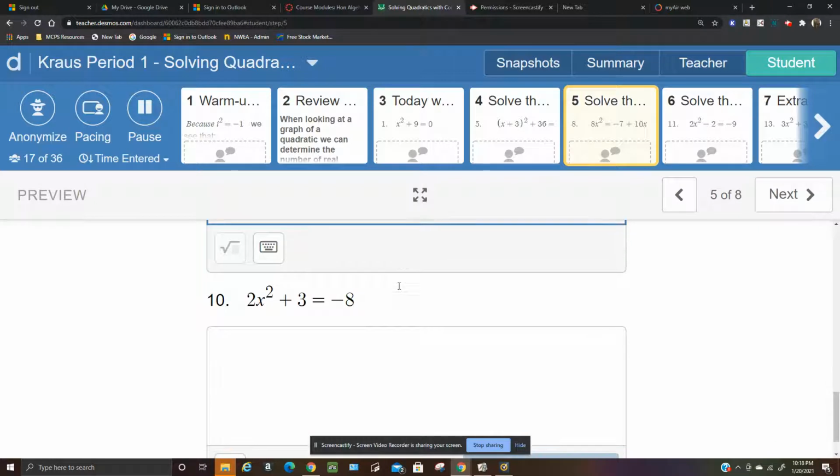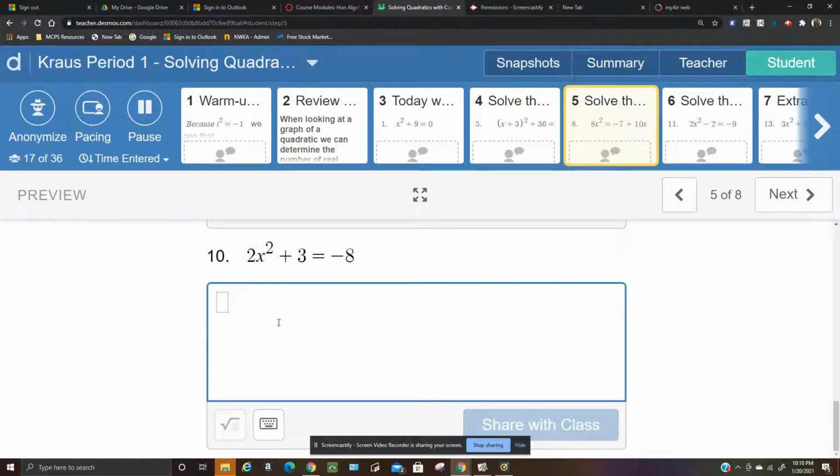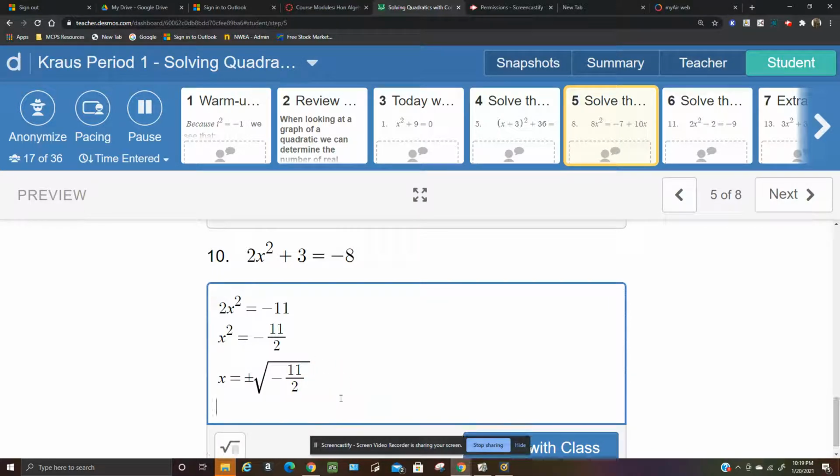And the last one on this slide, this one we could use the square root because there's no x term, so subtract 3 from both sides. Divide both sides by 2. And then take the square root. And pull an i out of the radical.